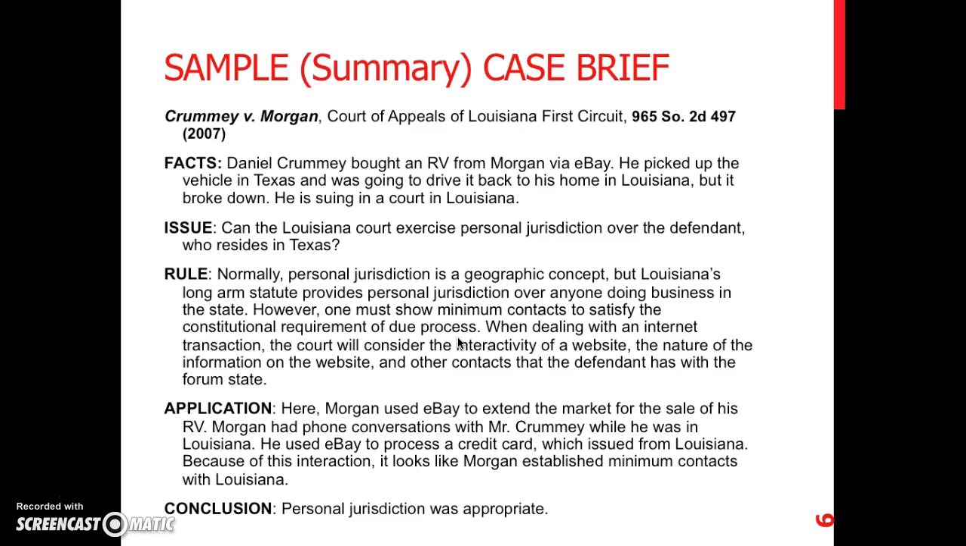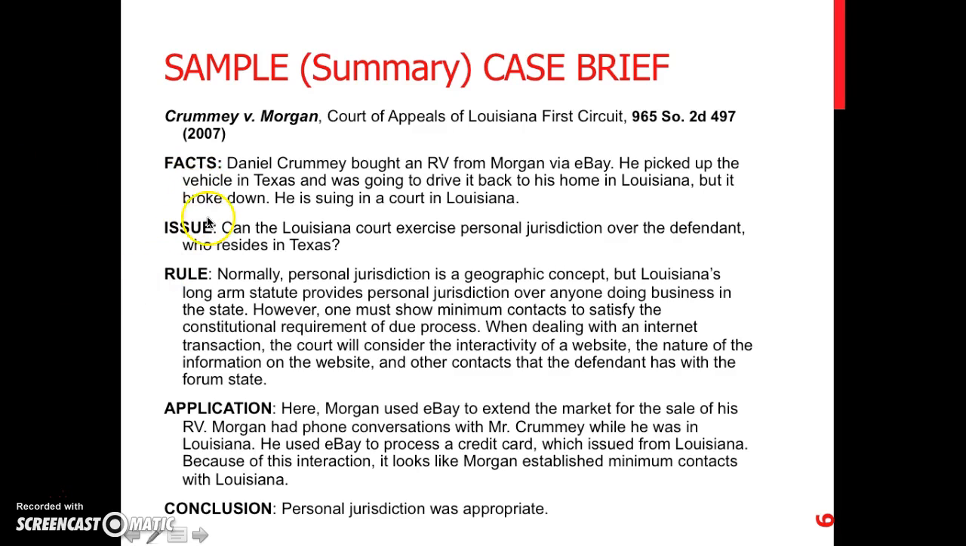So here's how I would brief the case of Crummy v. Morgan. Keep in mind that your brief may be longer. This is just a summary example. First, I would give a citation for the case. Next, I would summarize the facts. In this case, Daniel Crummy, who is a Louisiana resident, is suing the defendant Morgan, who is a resident of Texas. Mr. Crummy bought an RV from the defendant in Texas. He's suing in a court in Louisiana because the RV was defective.